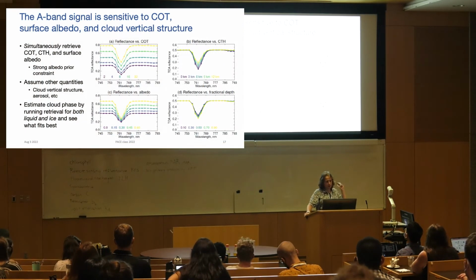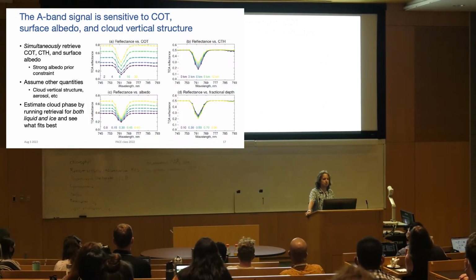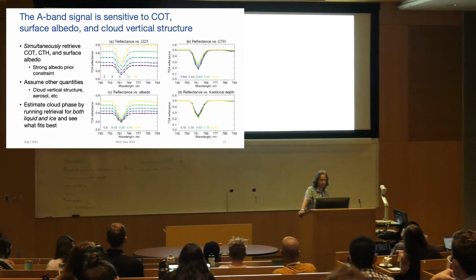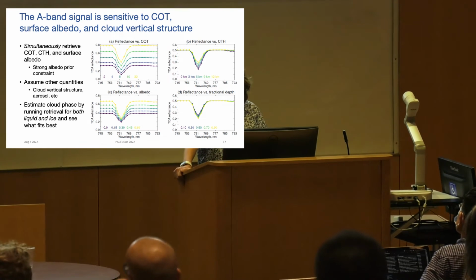So, there's a typo here. So what we're going to do is simultaneously determine the cloud optical thickness, the cloud top height, and the surface albedo from the hyperspectral measurements in this region. We have to have a very strong prior constraint on the surface albedo, though, which we can get from any number of sources. So what happens if cloud optical thickness increases here from dark to bright colors?